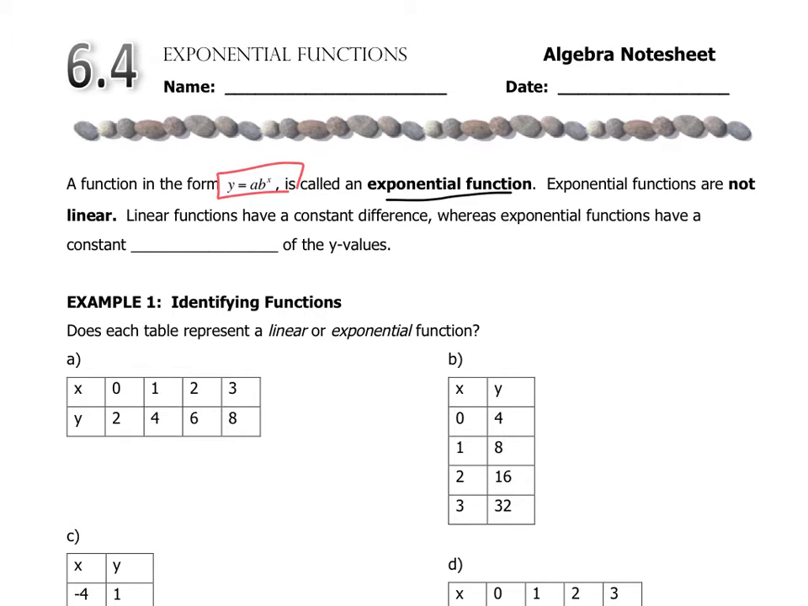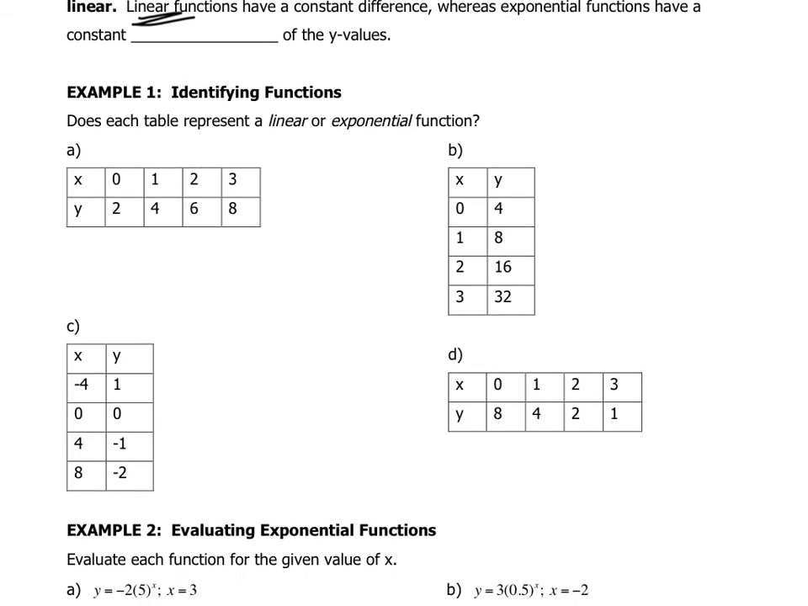In Chapter 5, we talked about linear relationships and how linear relationships have a constant difference. In exponential functions, we have what's called a constant ratio. And remember, with our arithmetic sequences and our linear functions, we said addition and subtraction are really the same thing because it's addition of a negative. So division and multiplication will be the same thing because it will be multiplication of a fraction. So what do I mean by that? Let's check out example 1.